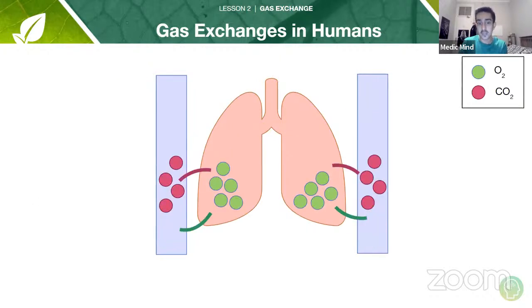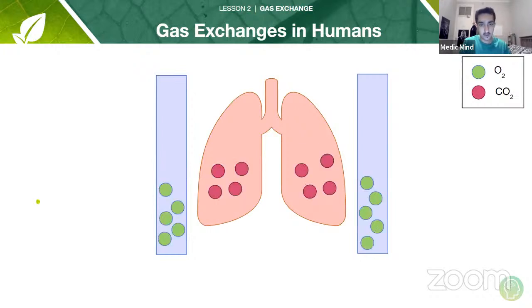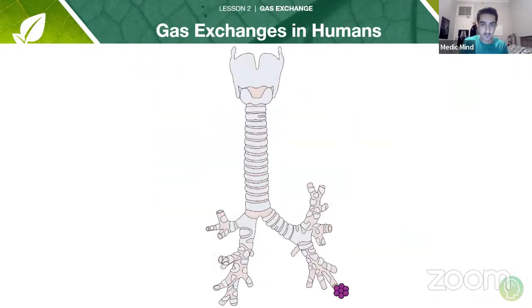So there's a bit of an exchange here. Oxygen goes down its concentration gradient and goes into the blood, and carbon dioxide also goes down its concentration gradient from the blood into the alveoli. And then there's exchange. And this is your general structure. So let's label this anatomy. We've got a bit of anatomy here.